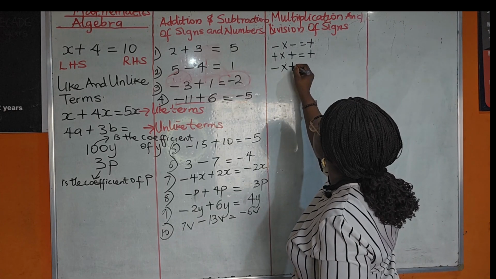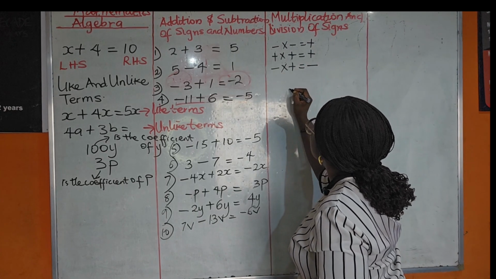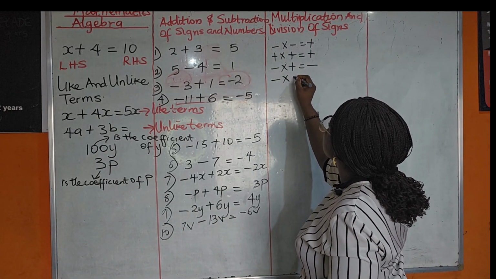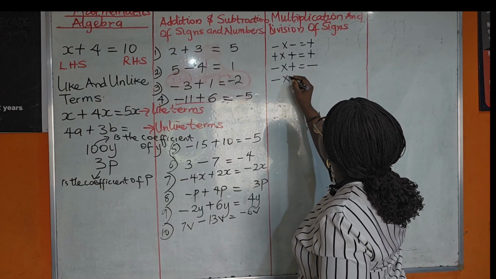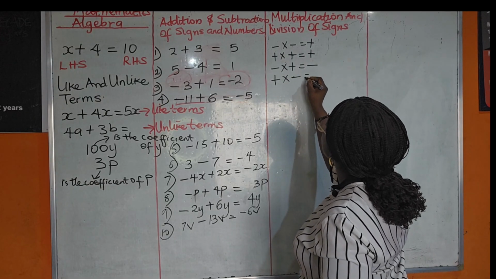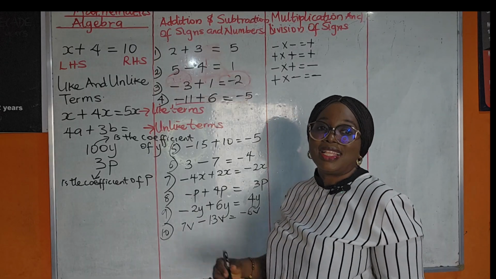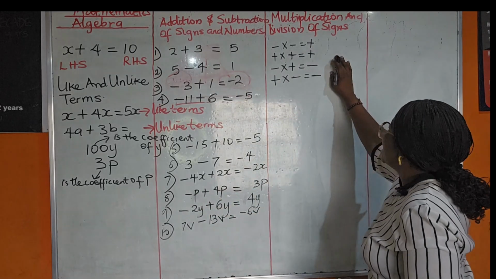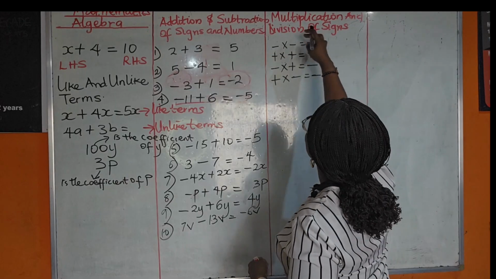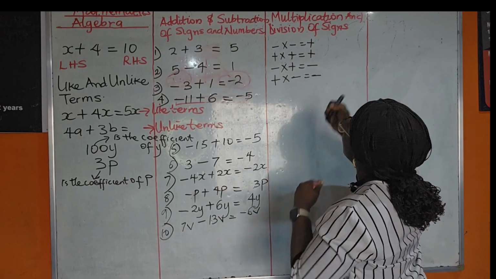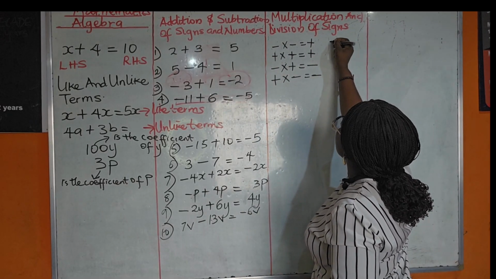Minus times plus is equal to minus. And plus times minus is equal to minus. So students, these are the fundamental rules. And it's the same thing with multiplication and division. You find out that they're actually the same rule.